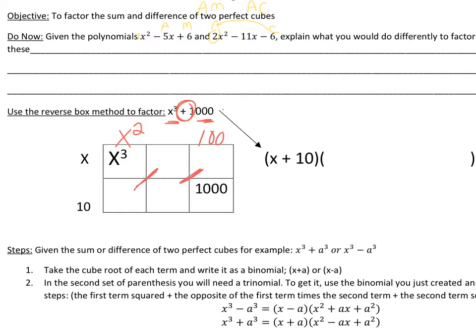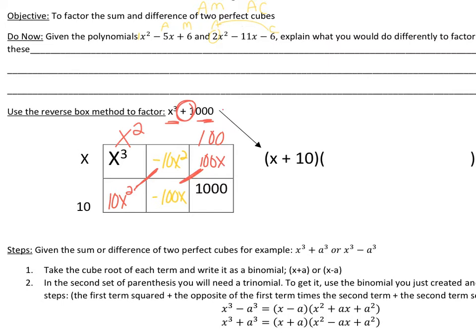So let's fill in the ones we can fill in. Well, we can fill this one in because we have the side and the top. We can also fill out this one because we have the side and the top. Now, what would cancel them out? Well, negative 10x squared would cancel this diagonal out, and negative 100x would cancel this one out.